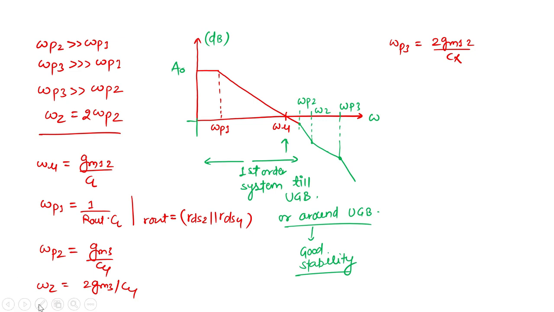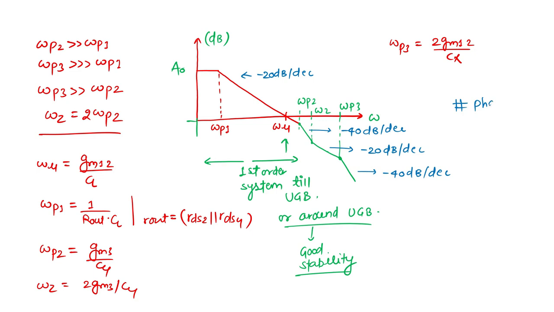In terms of slope, I should mention here it is minus 20 dB per decade, minus 40 dB per decade. This thing we can see from this plot. And phase plot is homework. You can plot the phase as well, and you can see what is happening here.